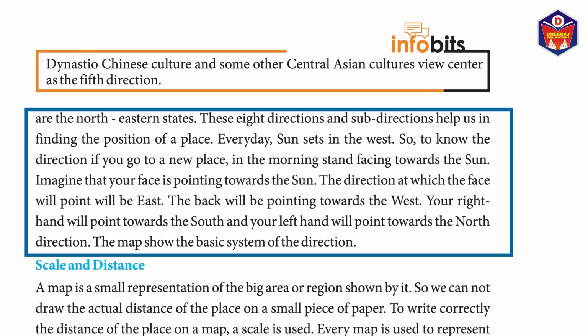Every day, the sun rises in the east and sets in the west, so to know the direction if you go to a new place in the morning, stand facing towards the sun. Imagine that your face is pointing towards the sun. The direction at which the face will point will be east. The back will be pointing towards the west. Your right hand will point towards the south and your left hand will point towards the north.